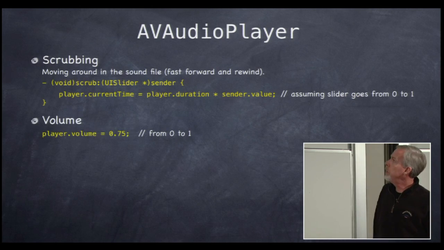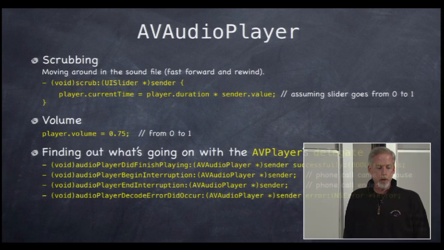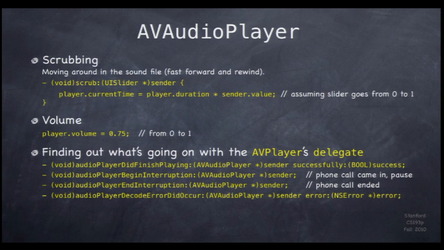You can also set the volume, player.volume, from 0 to 1. You can also find out what's going on as this thing is playing by setting yourself as the AVAudioPlayer's delegate. So you can find out when the thing stopped playing, because you might have some explosion and you want the explosion sound to complete before you move on to the next thing.